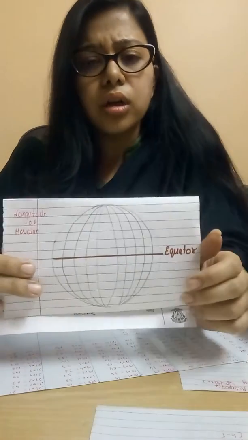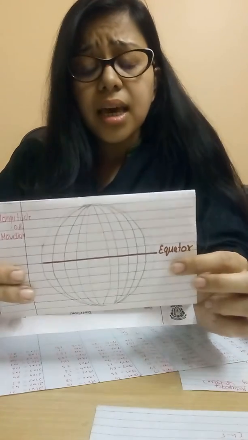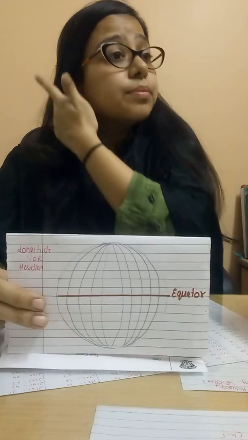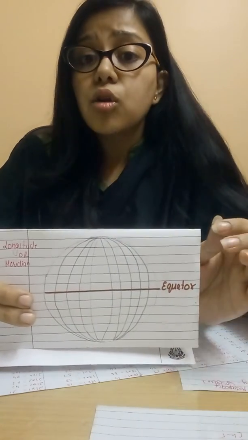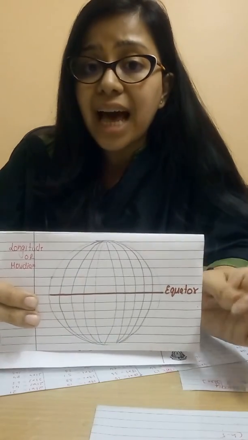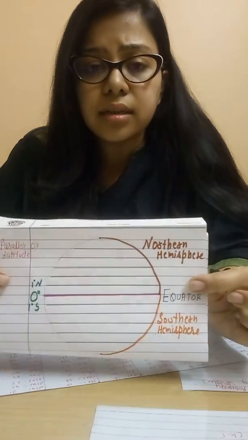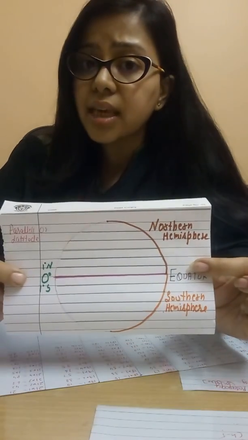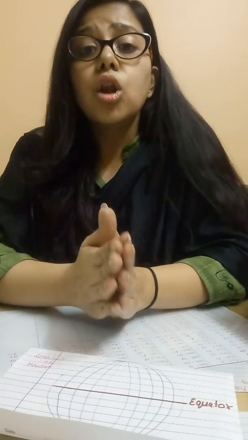Now, what does longitude do? They also help us to know the position, right? So, the longitude which is located at the Royal Observatory at Greenwich in London is known as 0 degree longitude. If you remember, we had 0 degree latitude, which is known as the equator. Similarly, we have 0 degree longitude, which is known as the prime meridian.